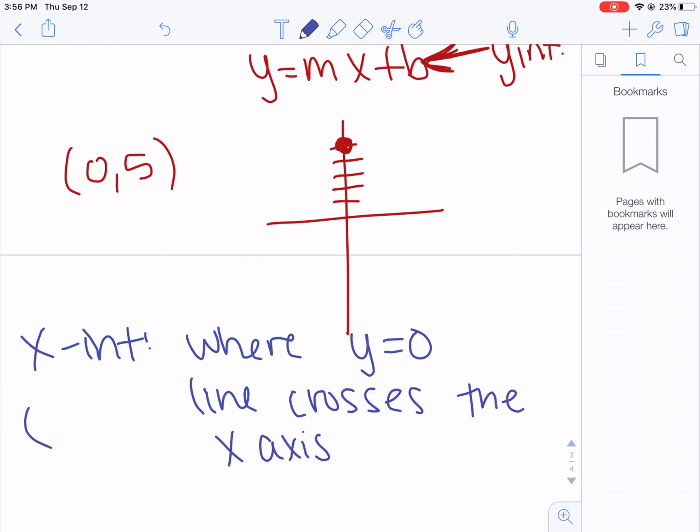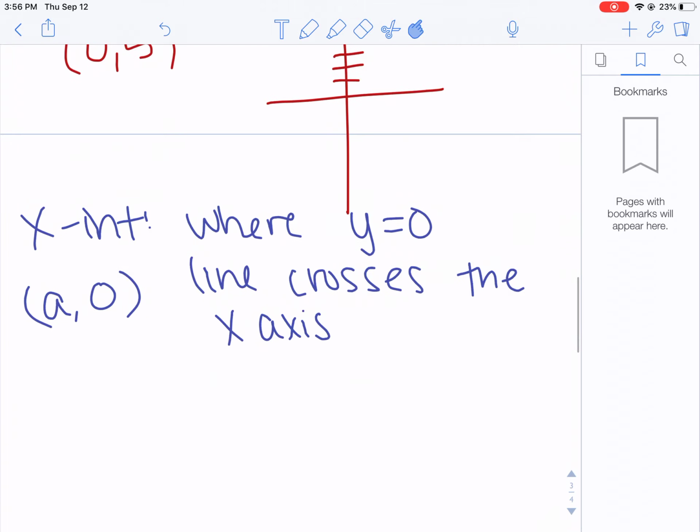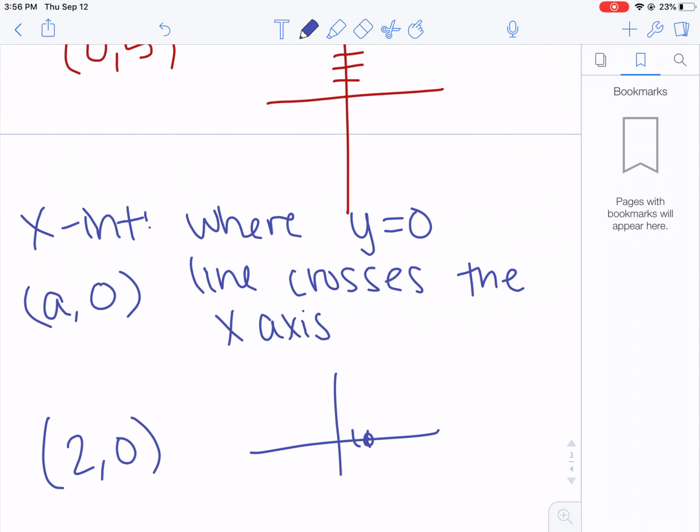Okay, so these are going to look like some number. We're going to call it a, comma, 0. So if I tell you my x-intercept is like 2, 0, then that's going to cross right there. That's 2, 0. Okay, so it's where y equals 0.